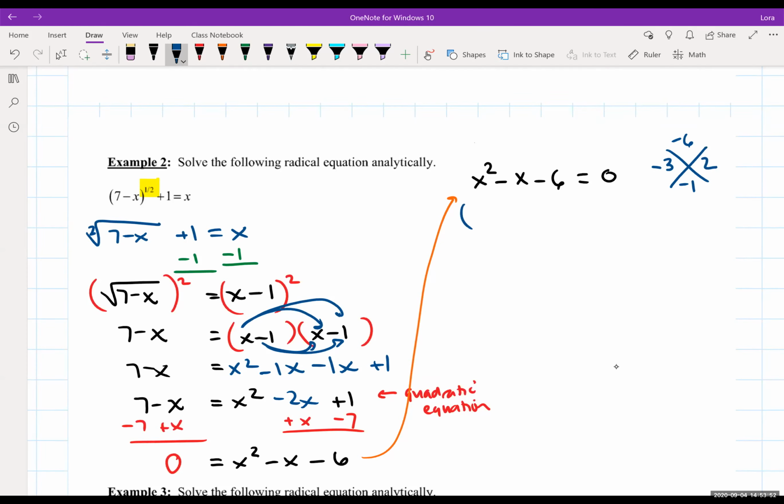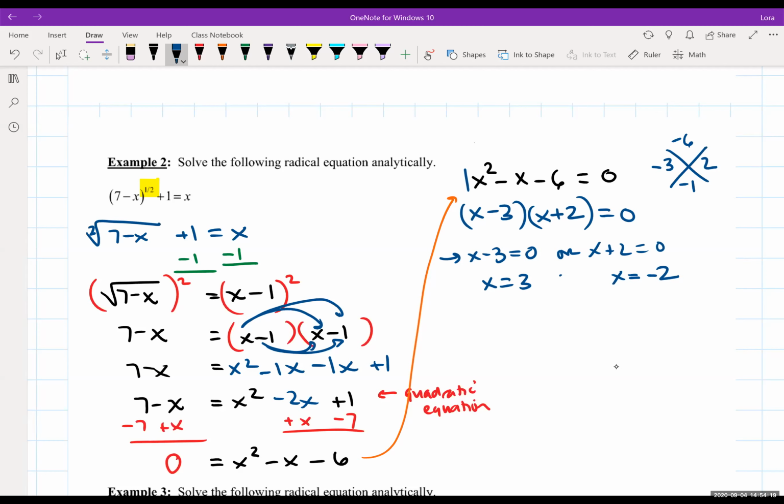So now if we factor, the only possible way to make a 1x squared is x times x. And this is good news, so we can use our factors directly. So this leaves us with x minus 3 equals 0 or x plus 2 equals 0. We add 3 to both sides, we get x equals 3. And we subtract 2 from both sides, we get x equals -2. Now I do have to caution, these are what we call potential solutions. And with potential solutions, we must check our answers.